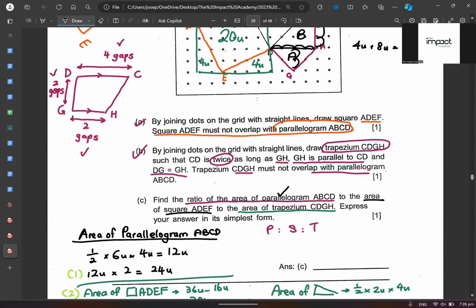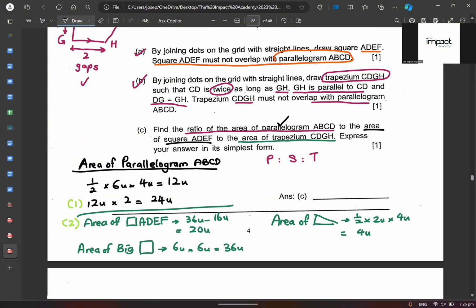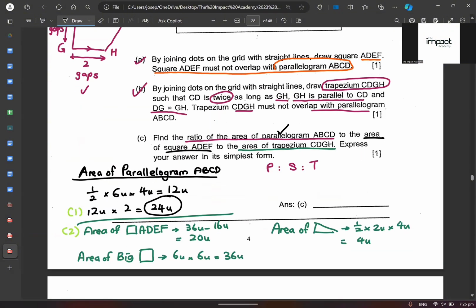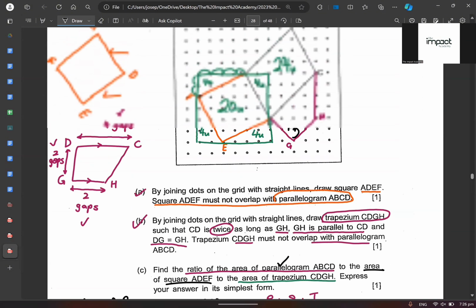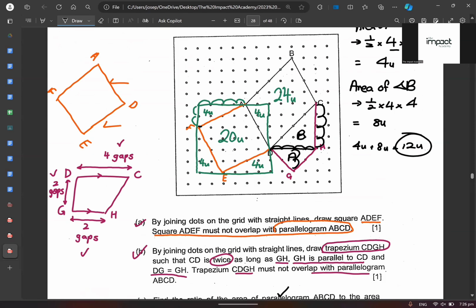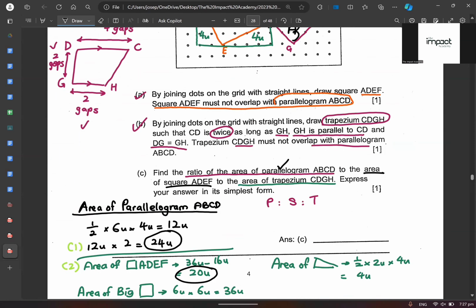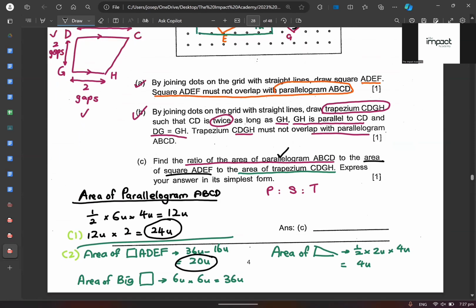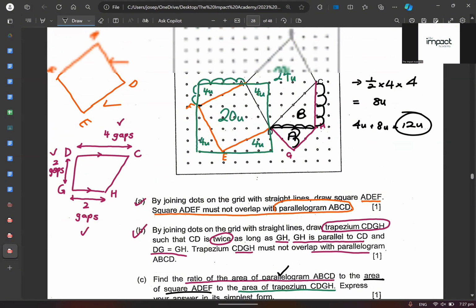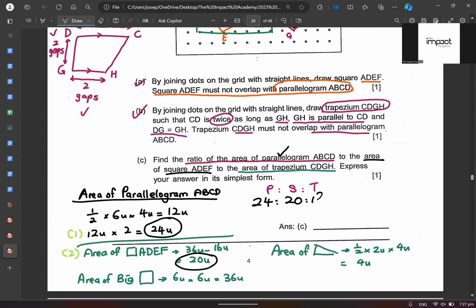So with that, we know the ratio already. The first one I'm going to use is 24 units. The second one I'm going to use is 20 units. And the last one that I'm going to use is 12 units. I purposely circle them so that it will be clearer for me. So it should be 24 is to 20 is to 12. Simplify all, 12 is to 10 is to 6. Further simplify, 6 is to 5 is to 3, and therefore this is your answer for this question.